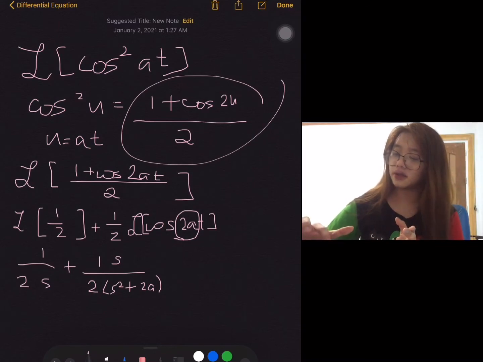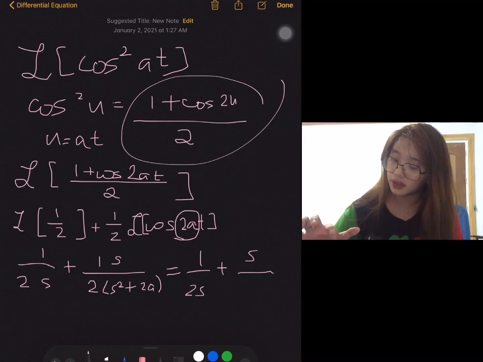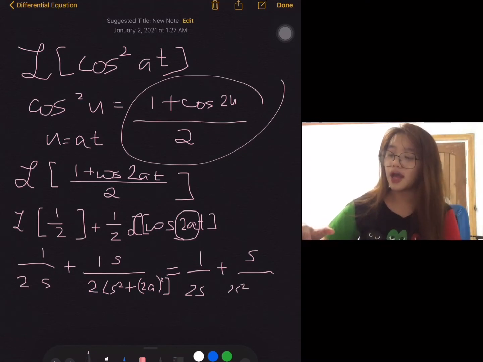Now let's combine 1 over 2s plus s. You can just write it as s since it is just 1. Distributing the factors. Oh wait, this would be squared. Sorry, this would be squared. Now 2 times s squared is 2s squared plus 2a squared is 4a squared times 2. It would be 8a squared.